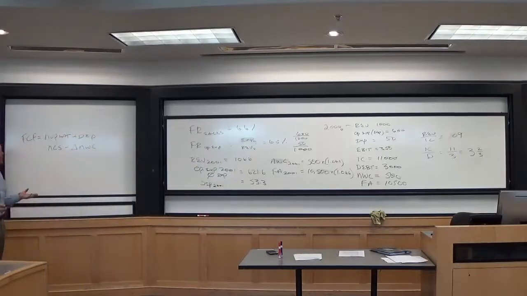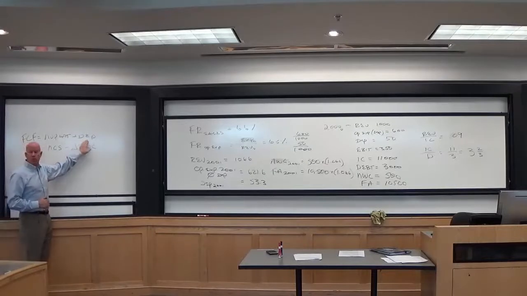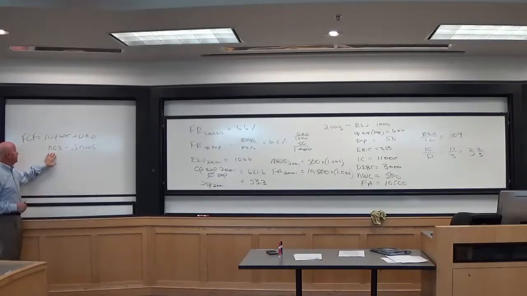So now do I have enough information to forecast free cash flow for 2001? I had EBIT that led me to NOPLAT. I have depreciation. Do I have net capital spending? Do you see it?